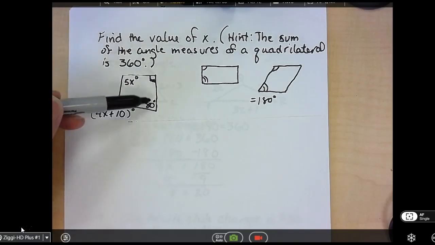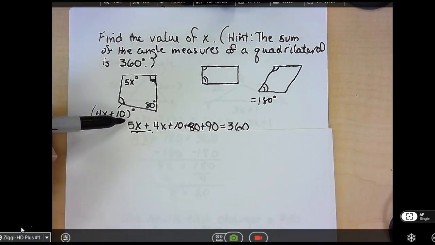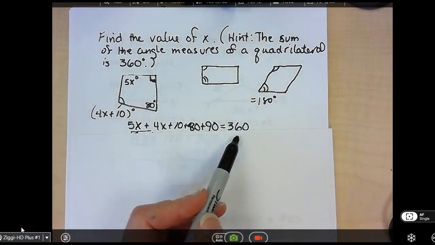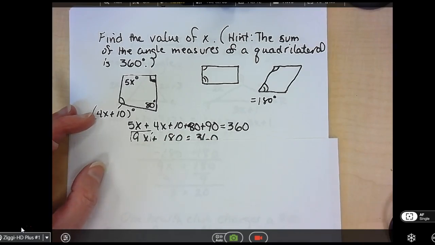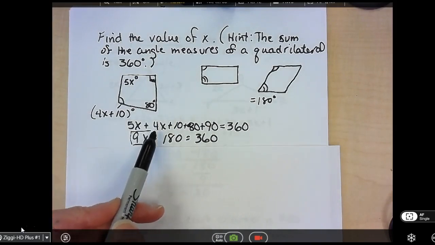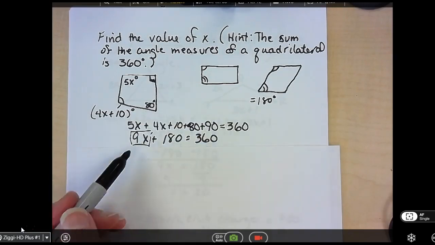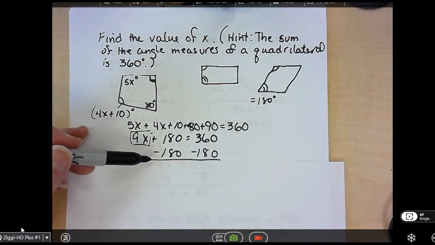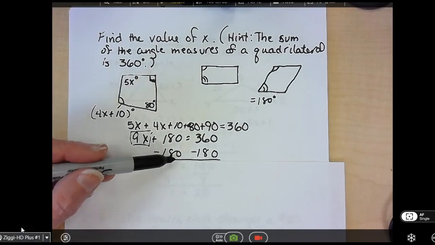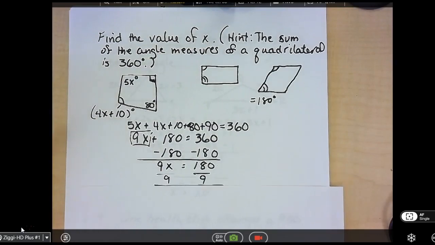So I'm going to have to add all four angles together. So my x, my 4x plus 10, my 80, and my 90 to equal my 360. I would combine like terms first. 5x plus 4x is 9x. 10 plus 80 plus 90 is 180. Again, you're solving for your variable term, so you have to subtract the 180 from both sides. When I do that, I am left with 9x on the left, 180 on the right, divide by 9. X then is 20.